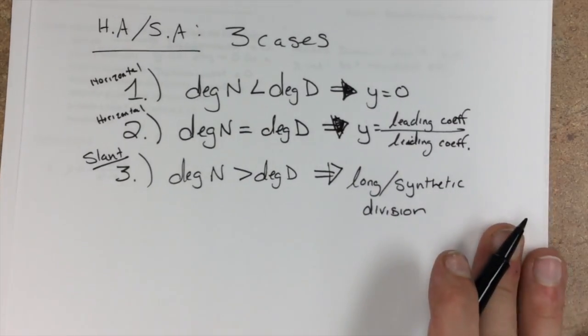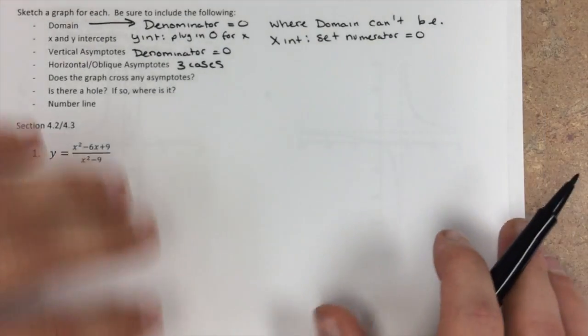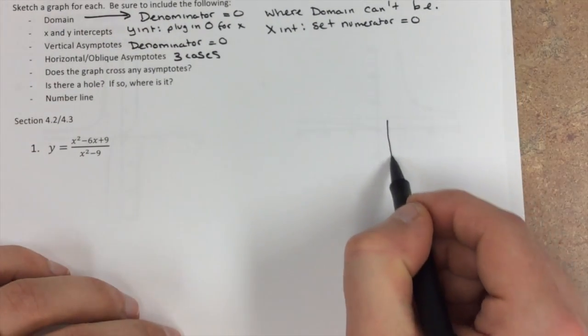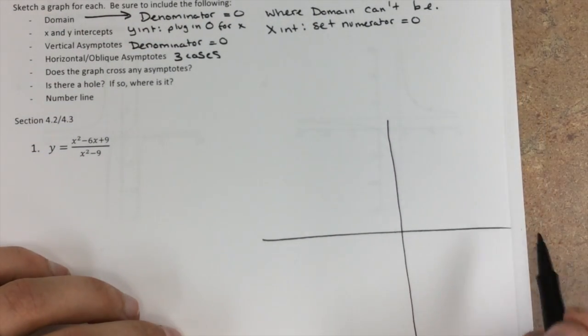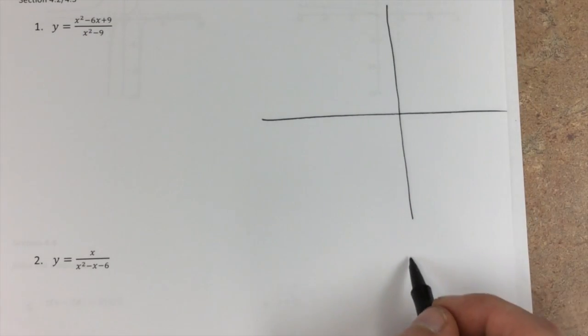So let's look at the problems that I gave you and see what we can come up with for a graph. Because in the end, we want something that's graphable. So I'm going to draw my graph right here, and I'll draw it for the second problem too.